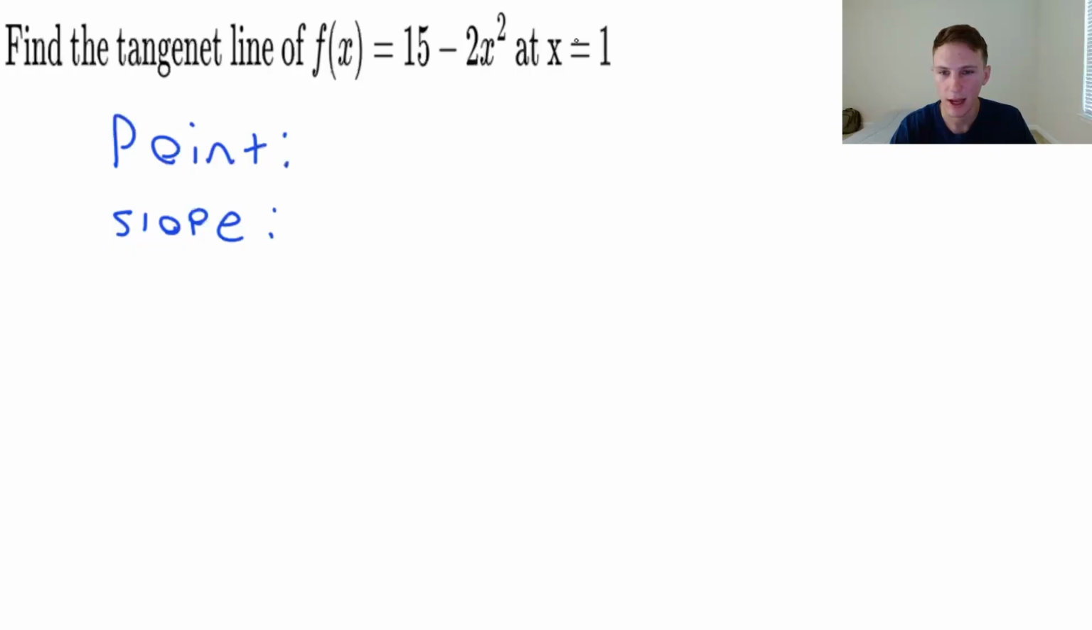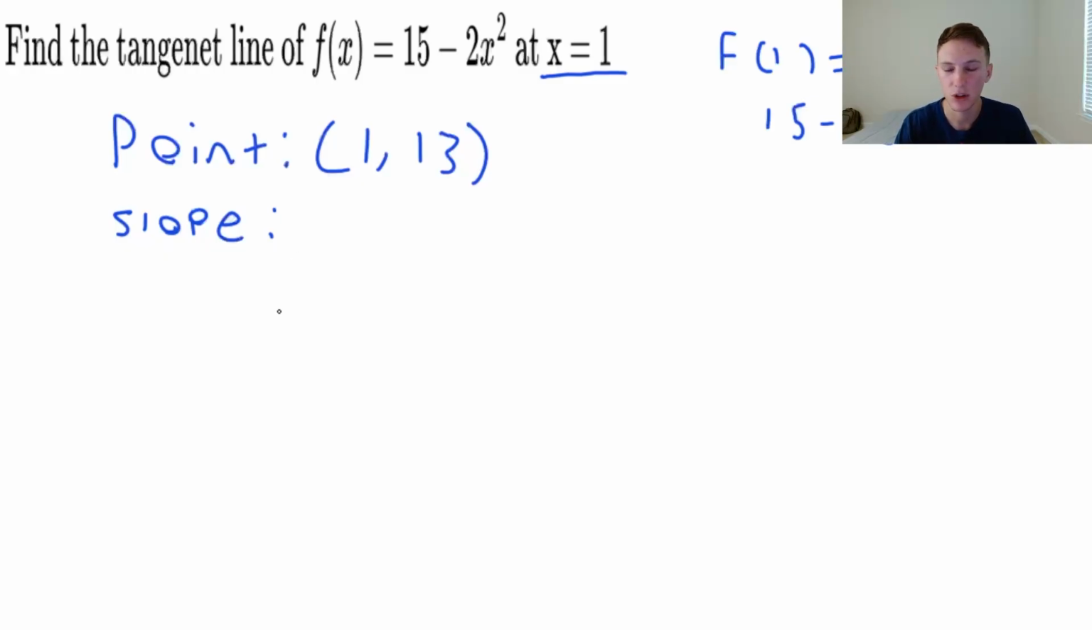So we're given that the tangent line occurs at x equals 1. So we know that the x value of the point is going to be 1. To get the y value, we're just going to plug it in. So it'll be f of 1 equals 15 minus 2 times 1 squared. I know my camera is covering it, but I think we all know that that's going to come out to 13. And then the slope, that comes from the derivative.